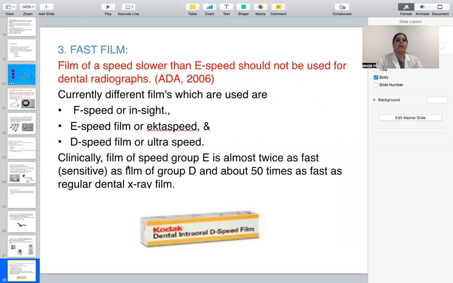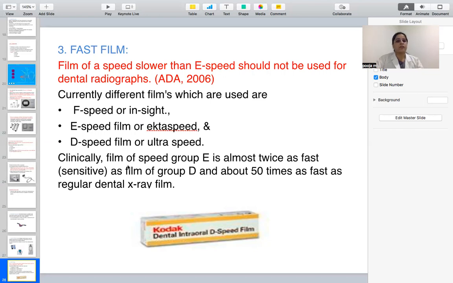So basically, we have three types of speeds of film, that is D, E, and F. According to ADA specification, film speed which is less than E speed should not be used. D speed is what they used to use in earlier days. Nowadays, we are currently using E speed film, and in the market even F speed film is also available.